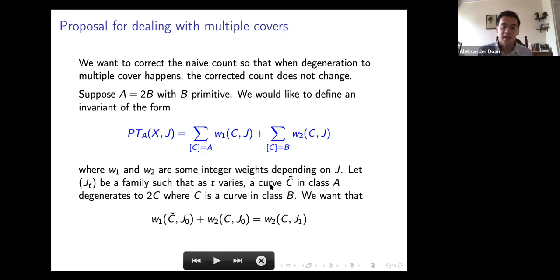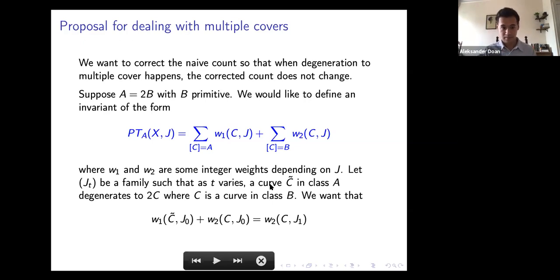So we want to correct the naive count. The naive count just takes embedded curves and counts them with signs, or maybe some other weights. But the simplest thing to do is to just equip them with signs. And we want to have a correction term which jumps exactly when I lose one of the curves because it degenerated to a multiple cover. So again, suppose for simplicity that I don't care about covers of higher degree. For example, that A is 2 times B, where B is primitive. That means that there cannot be higher degree covers in my class A, only double covers.